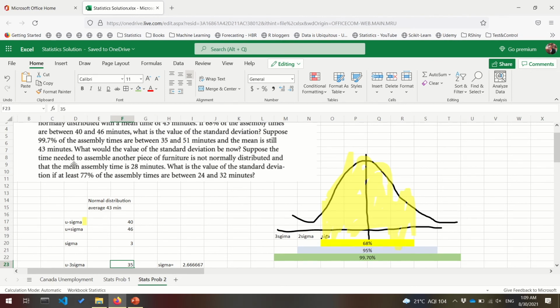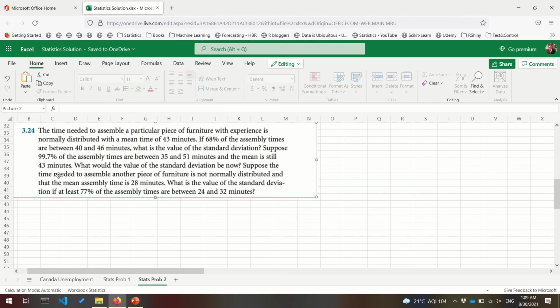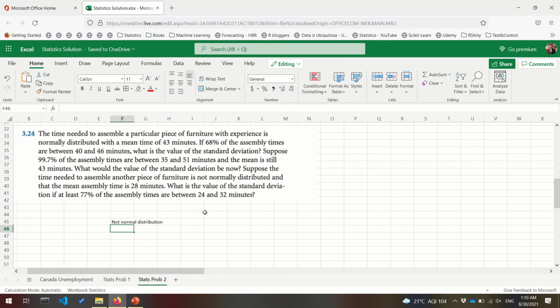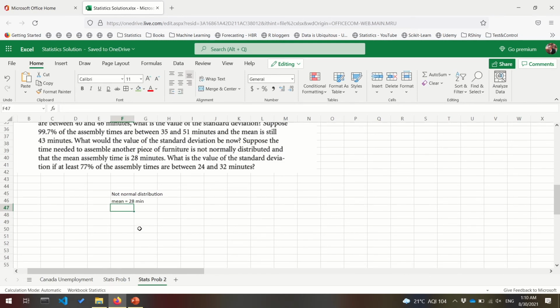Okay, suppose the time needed to assemble another piece of furniture is not normally distributed. So very important, now it's not a normal distribution. Now the assembly time mean is equal to 28 minutes. What is the value of standard deviation if at least 77% of the assembly times fall between 24 to 34 minutes?